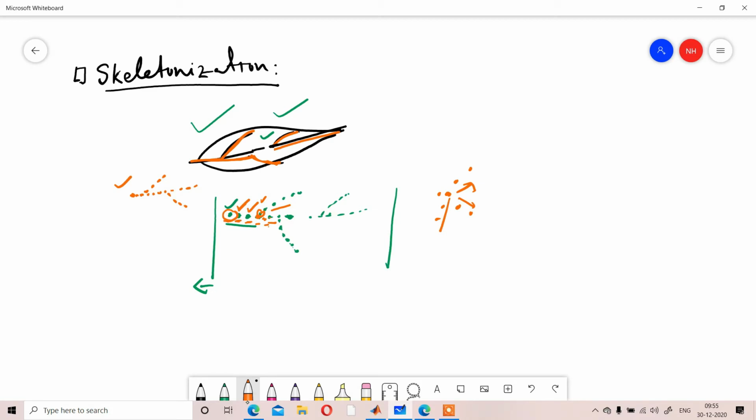Okay, so you have to follow both the pixels. You have to follow both the pixels. In that way you have to run, and in that way also you have to run. Now in that position you are getting two pixels. Here you are getting two pixels, so you follow the two paths.